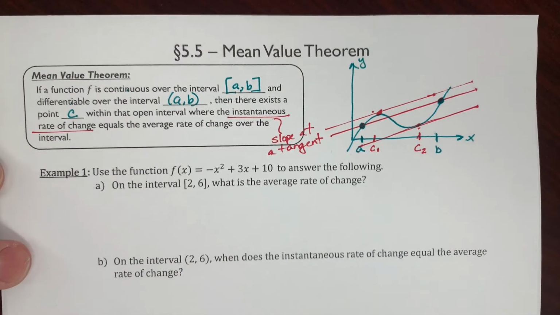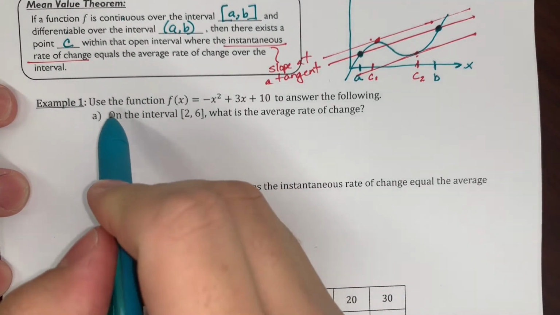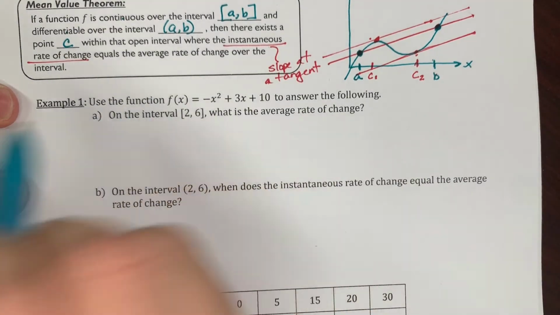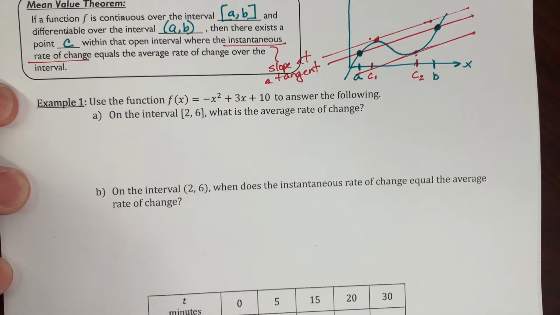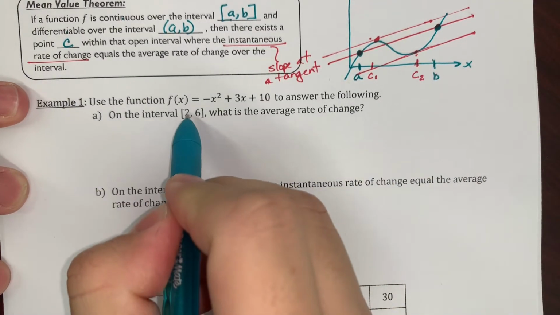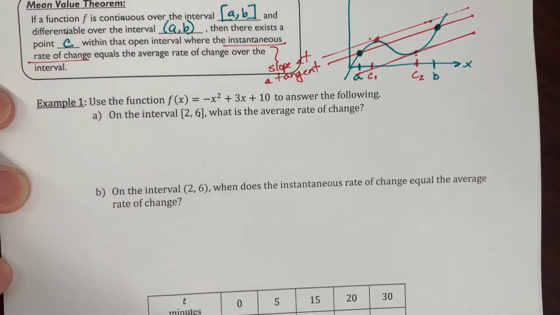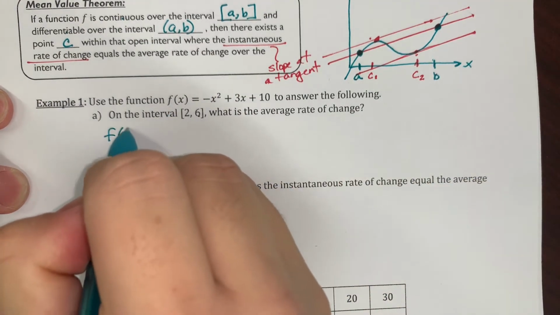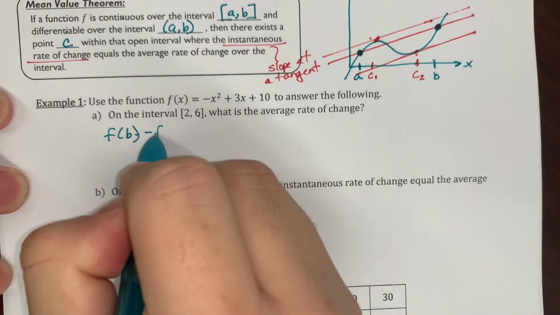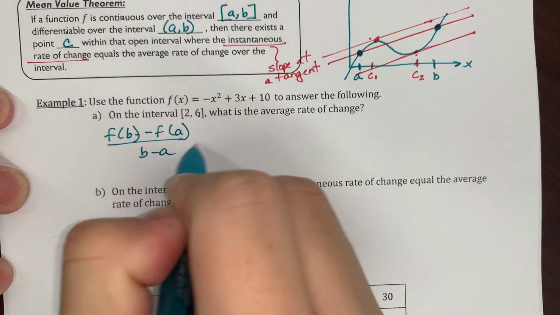Let's work out this first example, and it breaks up into 2 parts. It says use the function f of x equals negative x squared plus 3x plus 10 to answer the following. On the interval from 2 to 6, what is the average rate of change? Well, that's easy. We just do f of b minus f of a over b minus a.